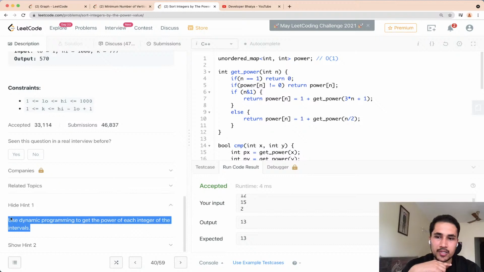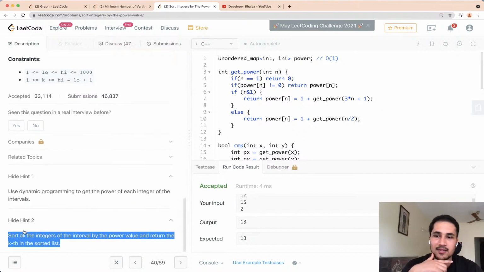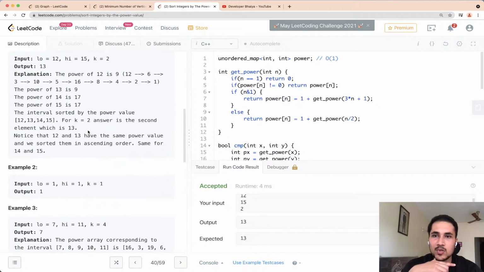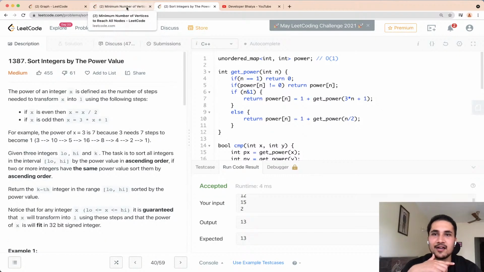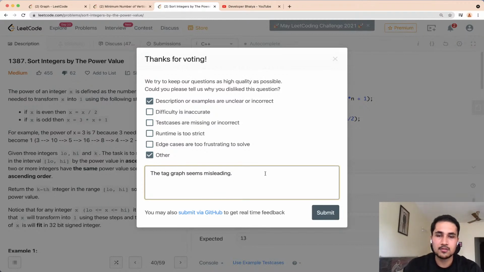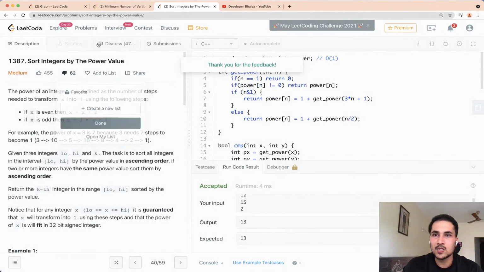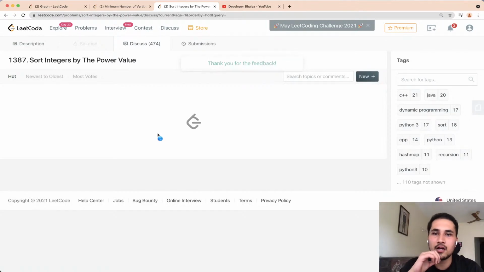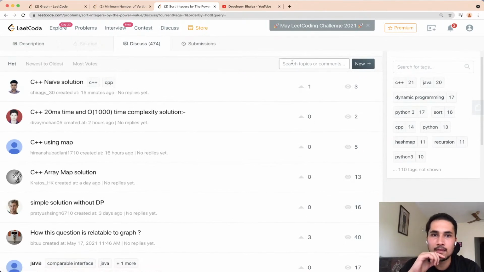So it's also using dynamic programming to get the power of each integer. Again, man, the hints given in this LeetCode problem is exactly what we are doing. So I don't know why they tagged it under graph, so I'm going to give this a dislike. It doesn't make sense. The tag graph seems misleading. Or, I think there can be other solutions in the discuss tab which use graph to solve this. Let's see if we have something.